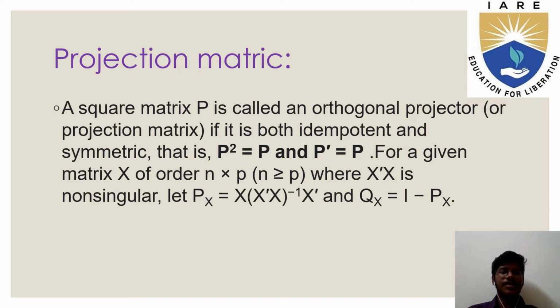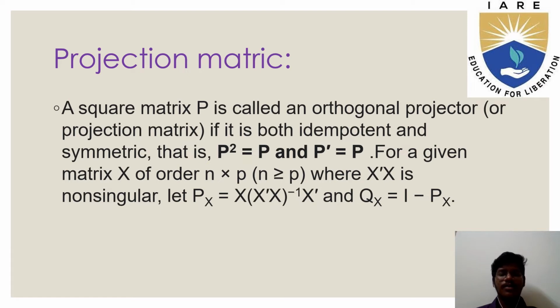Now we will see some basic definitions about the projection matrix. The projection matrix is a square matrix. Let us assume P is called an orthogonal projector or projection matrix if it is both idempotent and symmetric. Idempotent means P square equals P, and symmetric means P transpose equals P. If a square matrix satisfies this condition, then it is called a projection matrix.